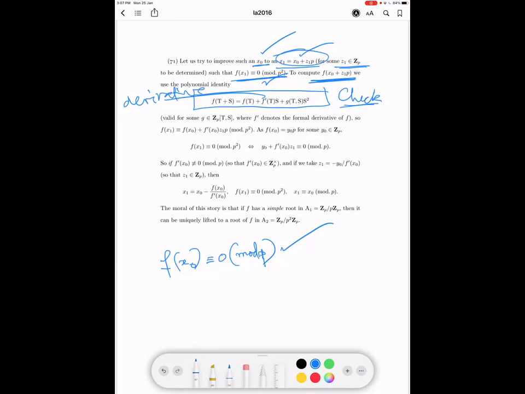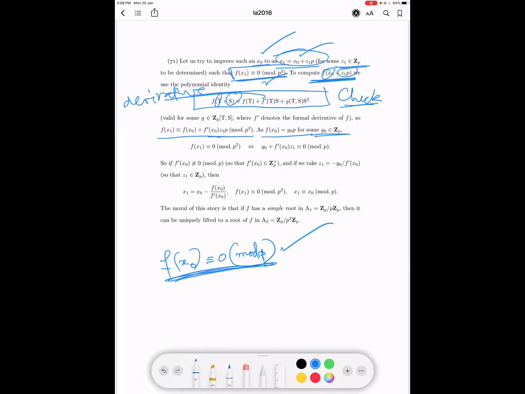So f of x1 will be, if I apply this identity, then I'll get f of x1 equal to f of x naught plus f prime of x naught times z1 p. So here z1 p is my s and this is my t and so on. So I'll get this. But f of x naught itself is y naught times p. Why is that? That's because f of x naught is congruent to 0 mod p, so it's divisible by p. So it's y naught times p for some y naught in Zp.